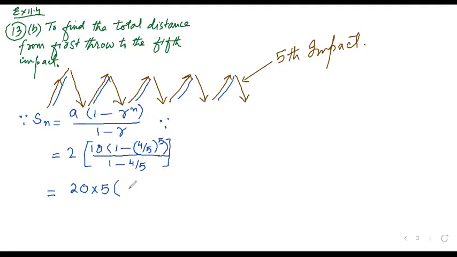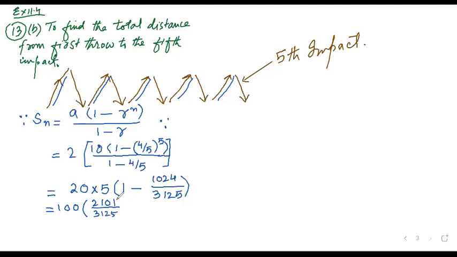And in the bracket, what is happening? 1 minus 4 power 5 is 1024, and 5 power 5 is 3125. Okay, so this will become 100 multiplied by 3125 multiplied by 1, and then 3125 minus 1024 will become 2101, 2101 upon 3125.